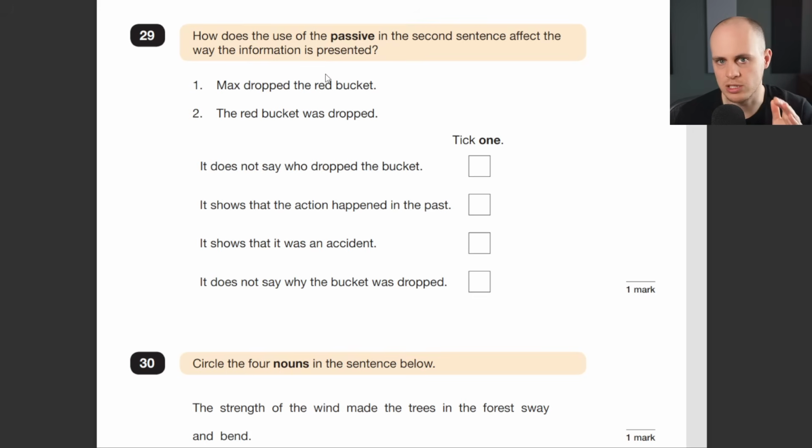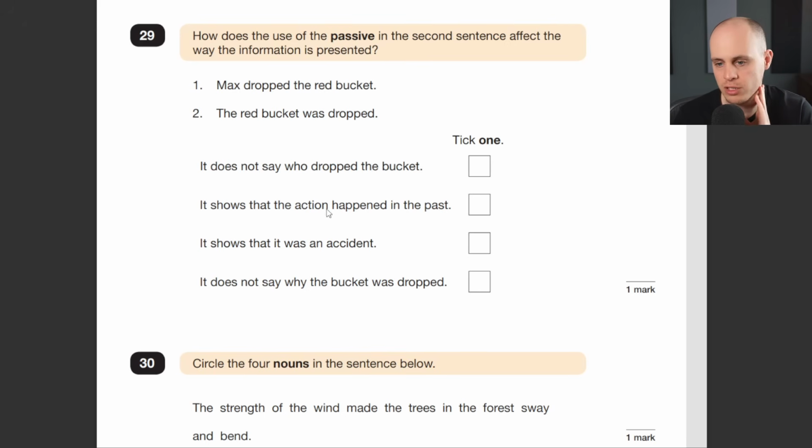This is the weirdest question I've ever seen in my life, because passive voice and active voice is often a thing that children struggle with, but you don't actually need to know anything about it to answer this question. You can just use your common sense. Watch this. Number 1, Max dropped the red bucket. Number 2, the red bucket was dropped. Doesn't mention Max this time. So look at these. It does not say who dropped the bucket. That's true. Do I know it's the answer? Maybe not, but I can get rid of the other 3.